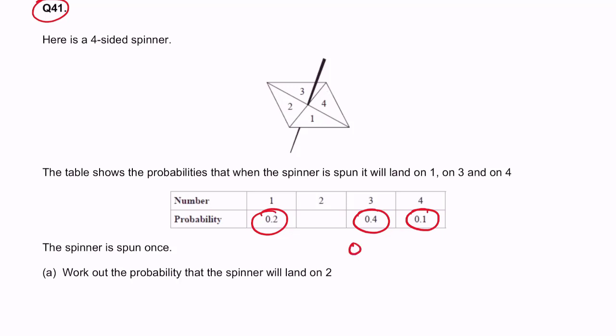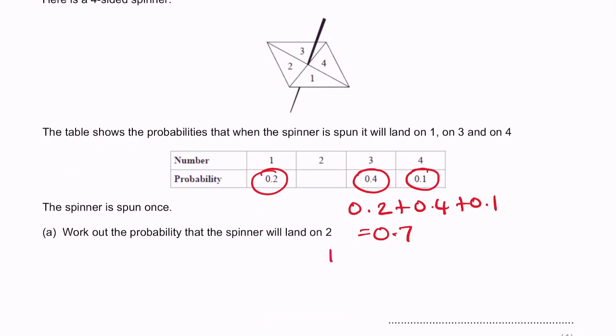So 0.2 added to 0.4 added to 0.1 gives us 0.7, and 1 take away 0.7 is 0.3. So the answer is 0.3. Don't forget to write the answer on the dotted line.